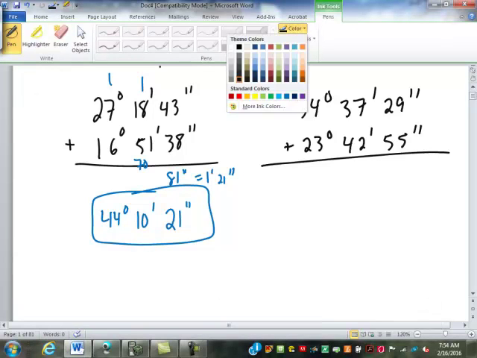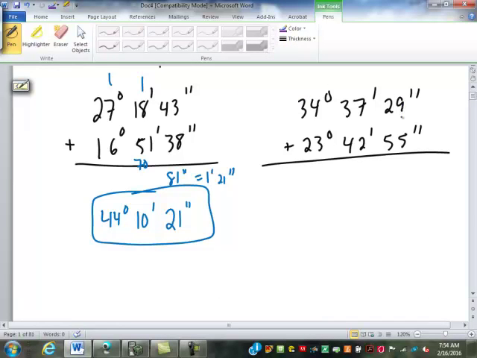Let's take a peek. It's not 34 seconds, no. This is 84, right? So that's going to be 24. Carry the 1. 38, that's 80, so that's going to be 20. Carry the 1. And that is 58.